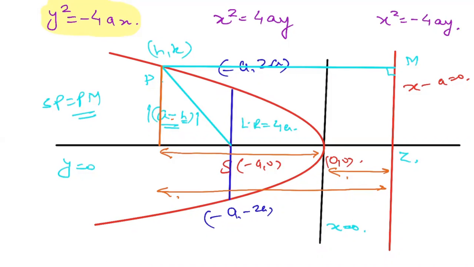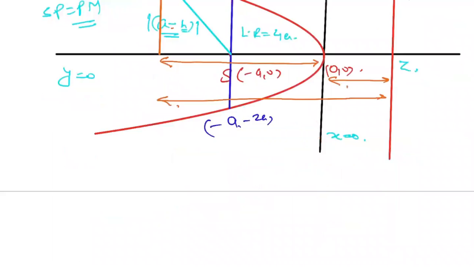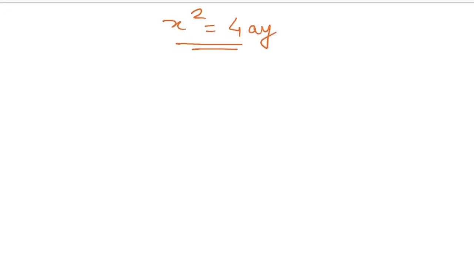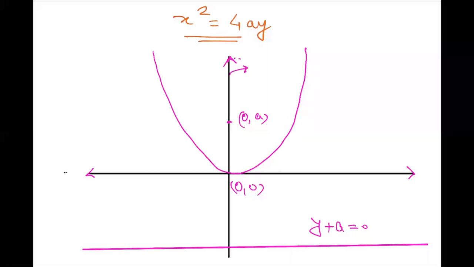Now, x square is equal to 4ay, right? Everything we have to do for x square is equal to 4ay. So y square is equal to 4ax, right? So this parabola will be the upward parabola.